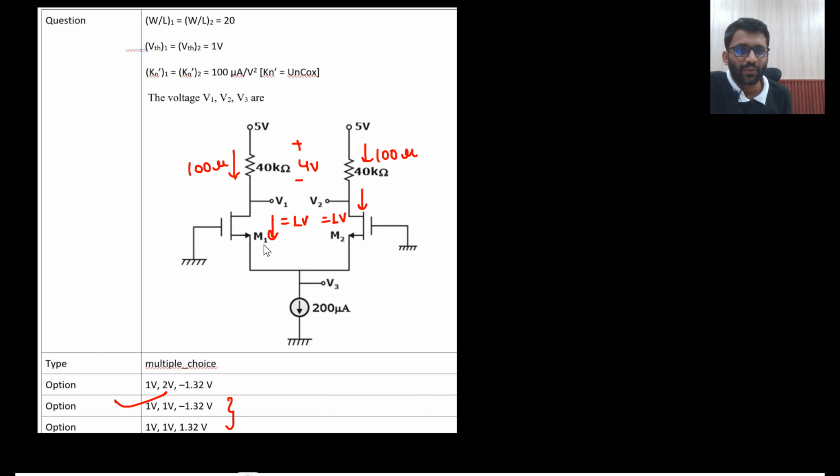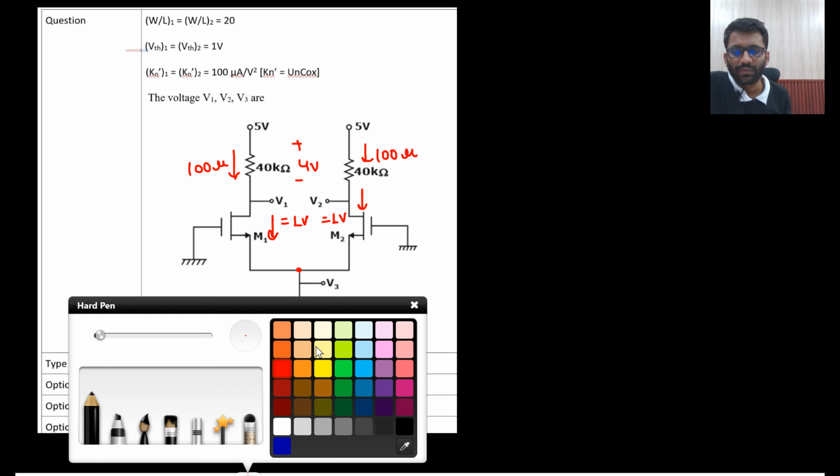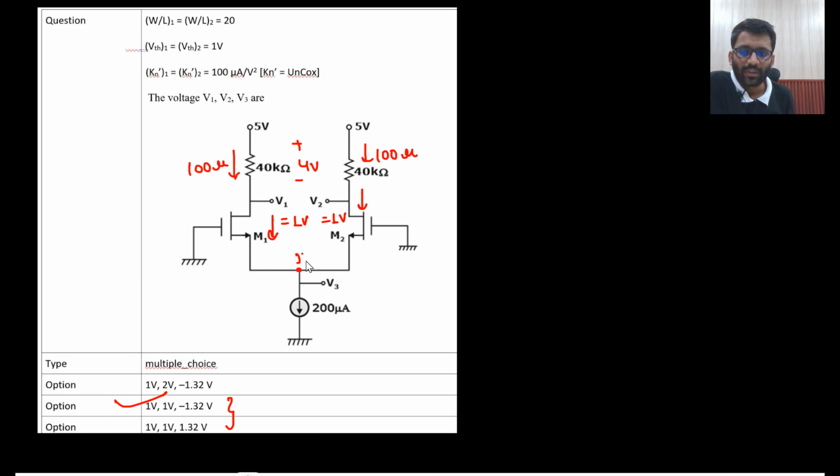If it is plus 1.32, then certainly the transistor will not be on. Because if this potential is plus 1.32, then the transistor will not be on. So it has to be on. So if it is on, that means the source has to go negative. So the option is B. Or what you can do, you can simply assume a potential here.